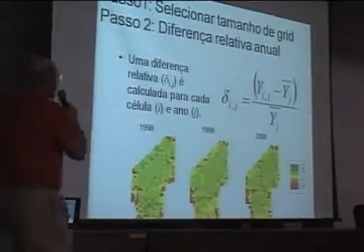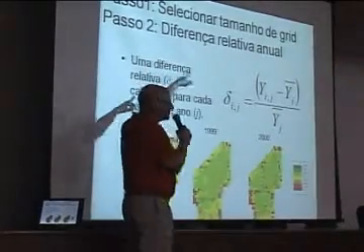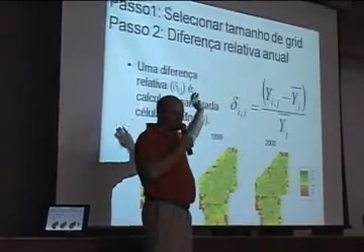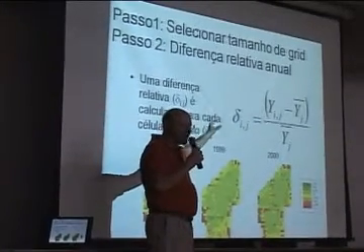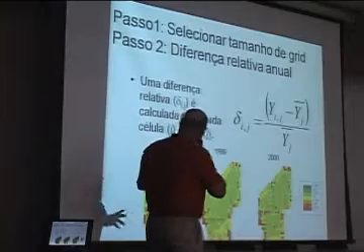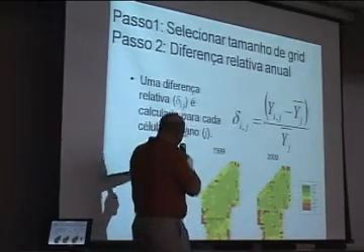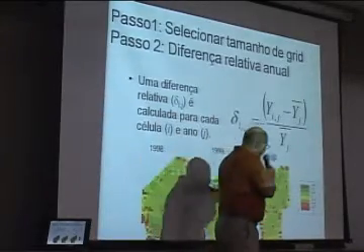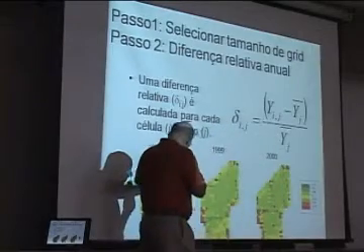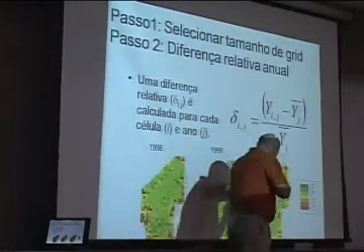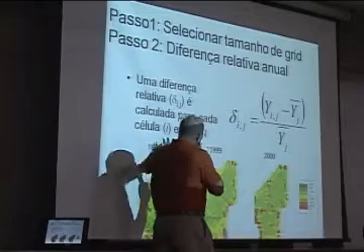Okay, so step one is we develop a grid for the field, and this is what we talked about yesterday. We're going to pick some grid size for the field. And then the next thing we're going to do is, within each year and within each grid, we're going to do these calculations.